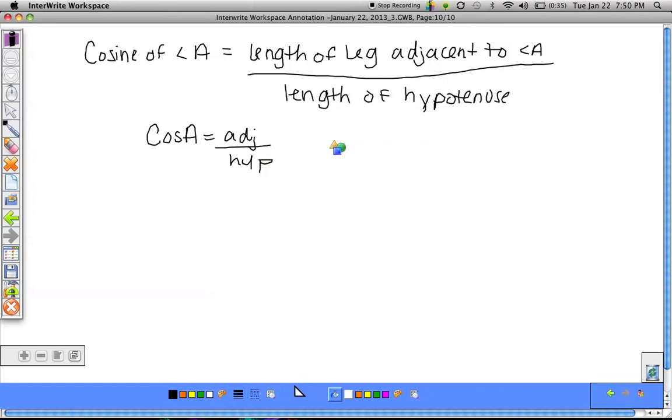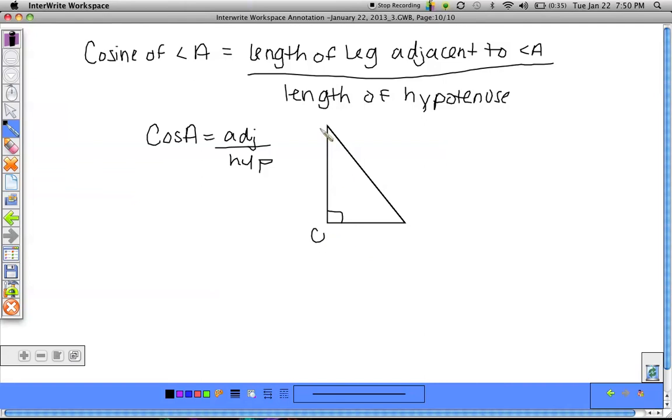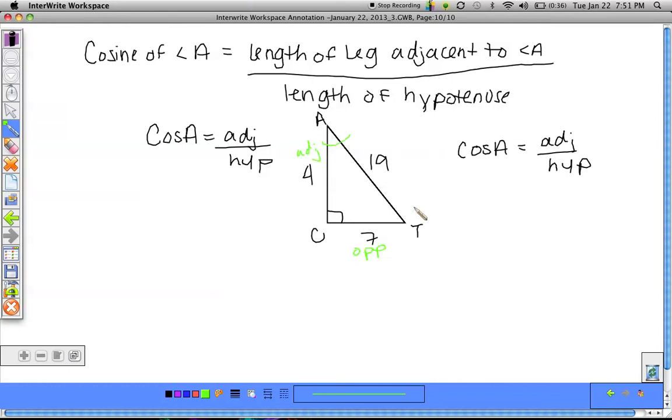So now let's go ahead and do an example of this one. If we draw a right triangle here, and we'll label this one cat because that'll be fun. And we'll put this as 4, 7, and 19. So the cosine of A is equal to adjacent over hypotenuse. So if we're looking at A, 4 is adjacent, 7 is opposite, 19 is hypotenuse. So the cosine of A is equal to 4 over 19. So hopefully that makes sense.